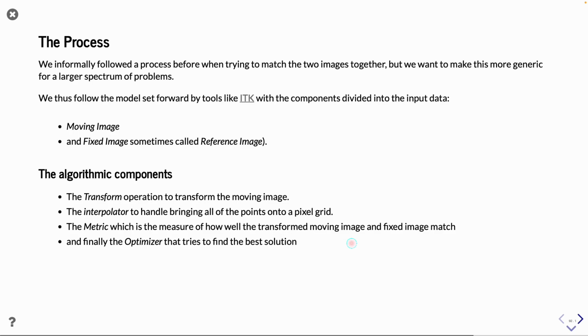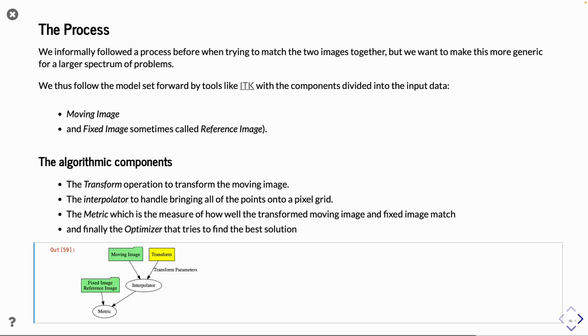And then you need a metric or a loss function. And finally, we also need an optimizer that drives you to the right point. And that can look something like this, where you have a moving image, you have a transform and an interpolator, and then you compare the result with the fixed image. So that could be one way of displaying this.